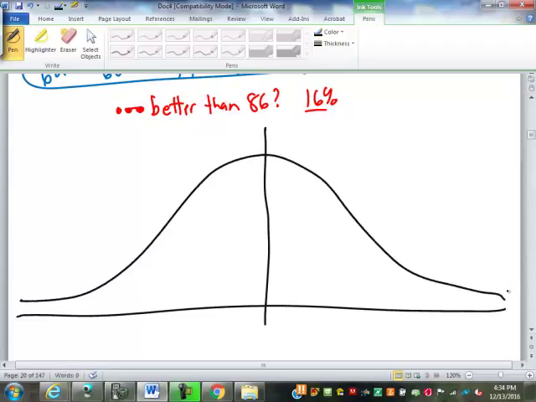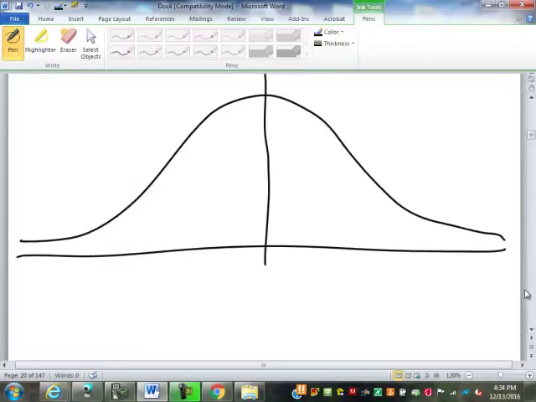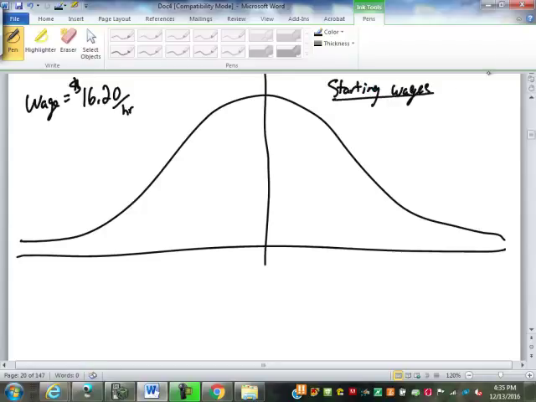Okay, so how would you use this? Let's say you are offered a job, and they offer you a salary or a wage of $16.20 per hour, and you want to know if that's good or bad. So you look at all the jobs in the area and what the starting wage has been. Let's say in that area, starting wage at different jobs has a mean of $15.10 per hour and a standard deviation of $1.10 per hour.